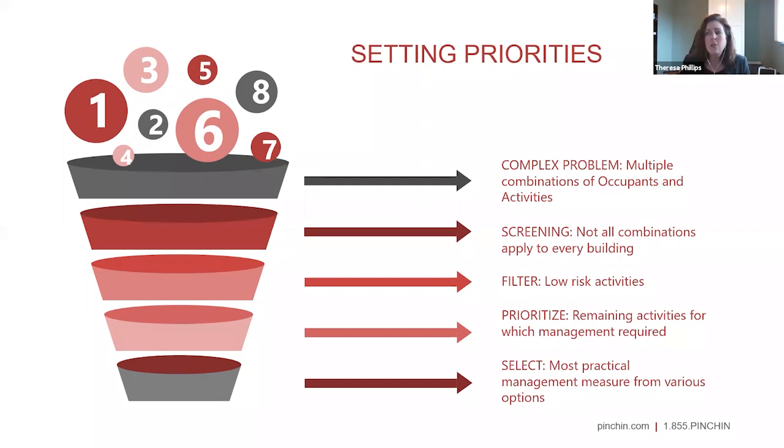Secondly, you could then filter those remaining combinations and take out the ones that are considered low or virtually negligible risk and just focus on the ones that are bigger risks. That would help you prioritize. So the remaining activities would be prioritized and you would decide which ones require management. Finally, at the bottom, you would select the most practical management measures from whatever options are available for each of the higher priority risks. Next slide.